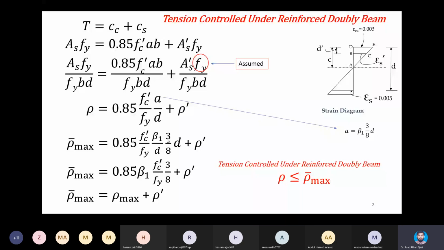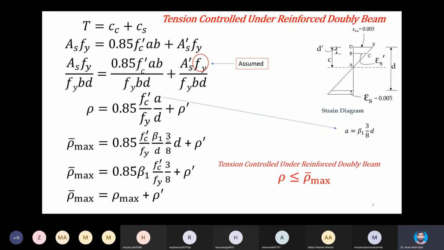So once we are given the section, reinforcement details, and material grades are known, we can determine the rho of the cross section. Then can I evaluate, without going into detailed analysis, that this doubly beam is a tension controlled under reinforced doubly beam, or transition reinforced doubly beam, or over reinforced doubly beam.